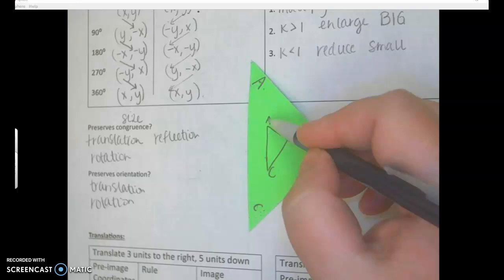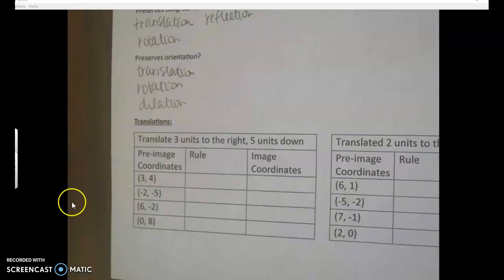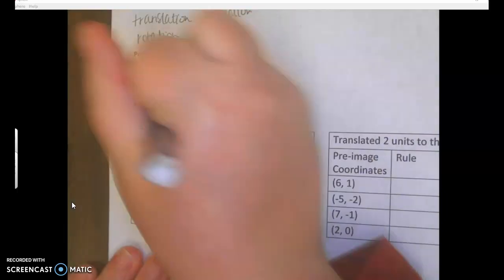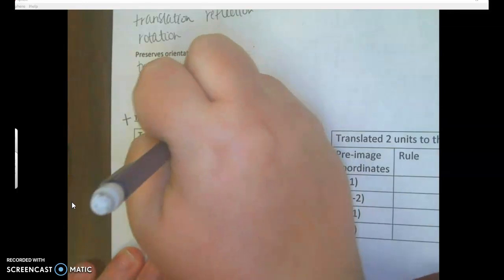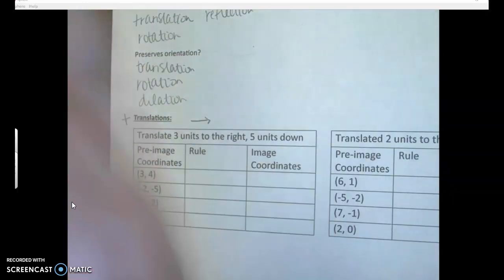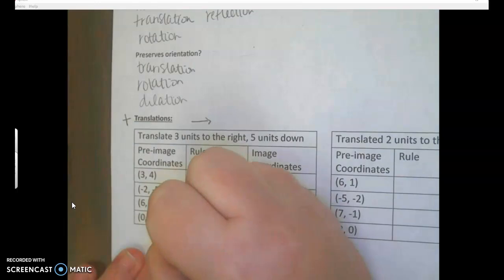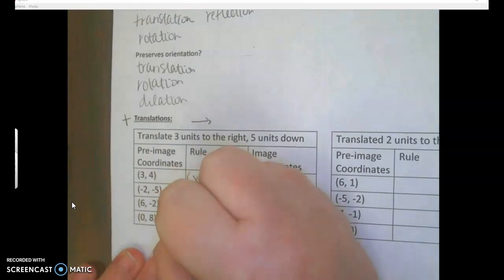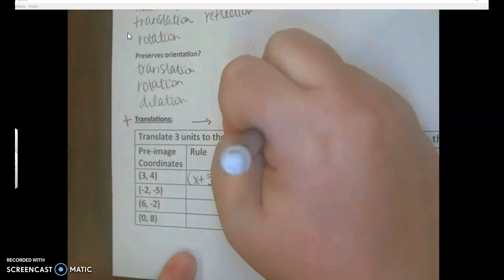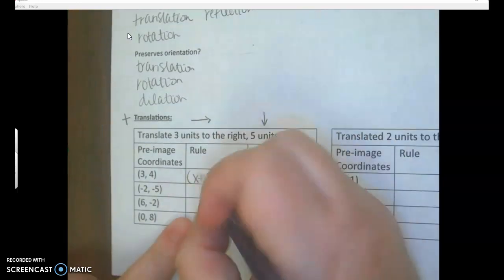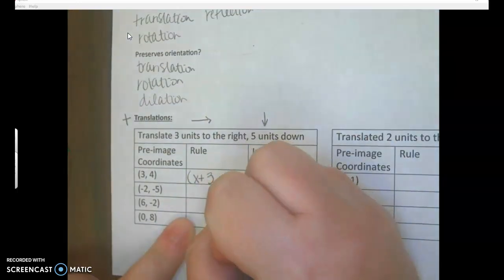All right, I'm going through these kind of quickly so this video is not too long. So now we're going to look at translating, doing some rules. So this is going to be adding and subtracting. If I'm going to the right, that is my x-axis, and I'm going to be adding to my x because going to the right is addition. Going down is my y-axis, and going down is subtraction.